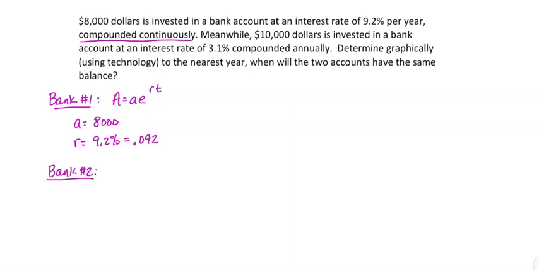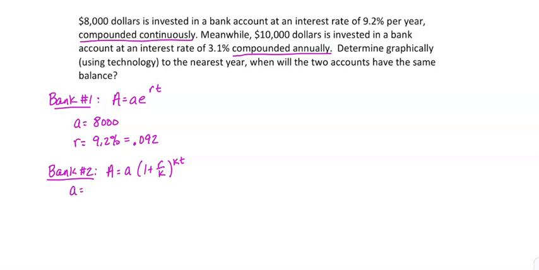we're told that $10,000 is invested in a bank account at an interest rate of 3.1% compounded annually. So the word annually is key here. This tells us to use the formula where we take our initial amount times (1 + r/k) to the power of kt, where k is looking at what type of interest period we're looking at. Is it compounded annually, monthly, quarterly, daily? That's going to determine our value for k.